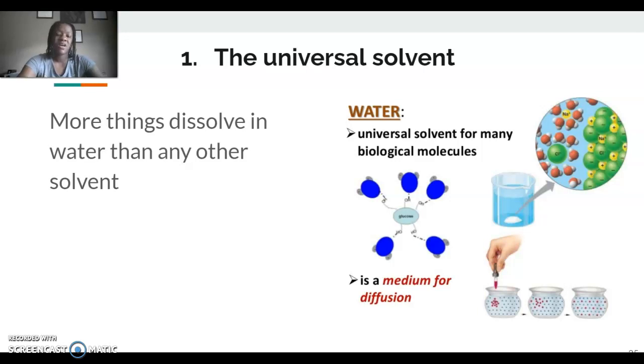All right, water is very important, obviously, because more things dissolve in water than any other solvent. So water is known as a universal solvent. It's a solvent for many biological molecules, for glucose. It's a medium for diffusion. Again, all things that we're going to touch on later on down the road.